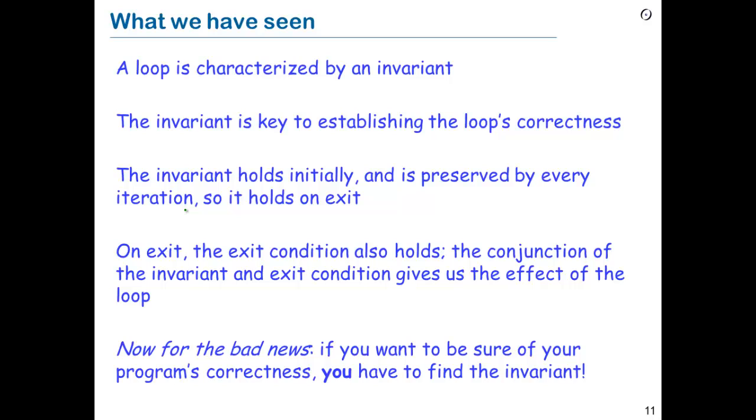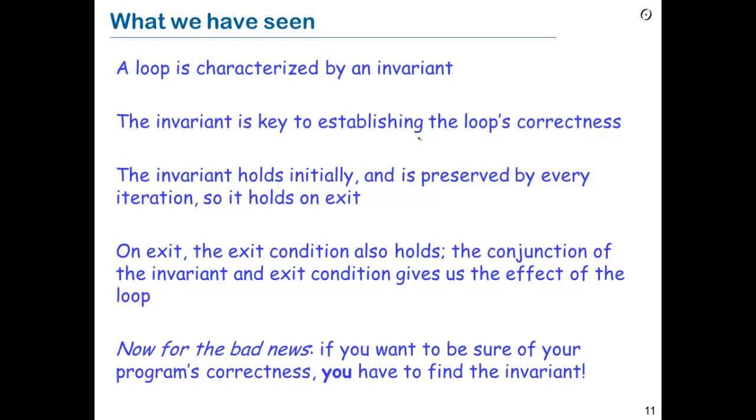So what we've seen is that a loop is characterized by an invariant. The invariant is key to establishing that the loop is correct. The invariant holds initially and must be preserved by every iteration, at least when the exit condition is not satisfied, so it still holds on exit. And on exit, the exit condition also holds, so the conjunction in the Boolean sense of AND, the conjunction of the invariant and the exit condition gives us the effect of the loop.